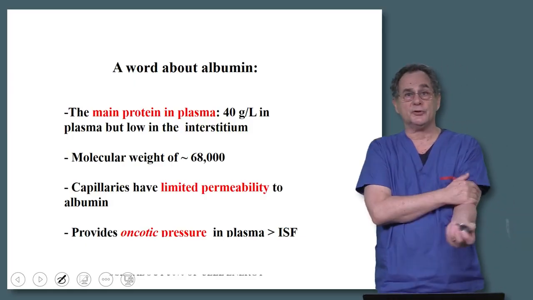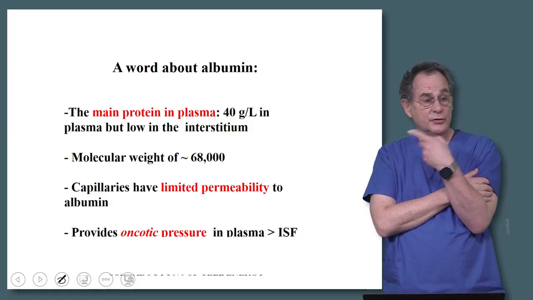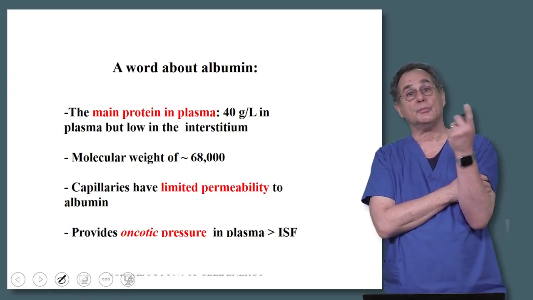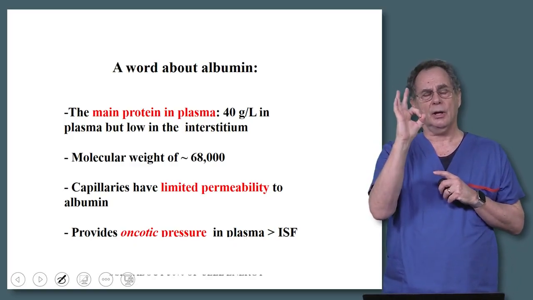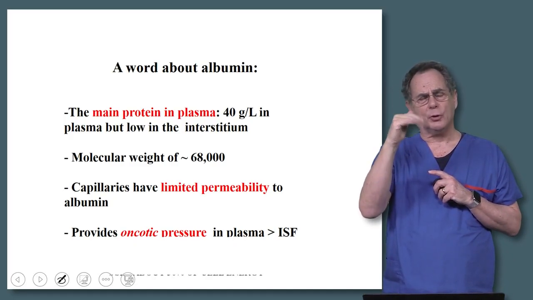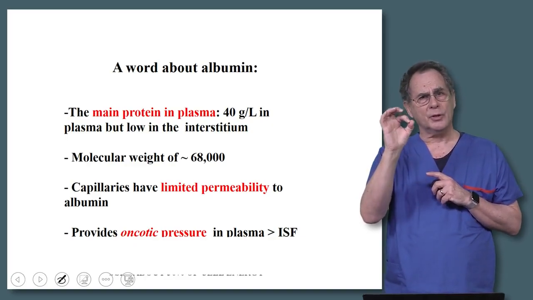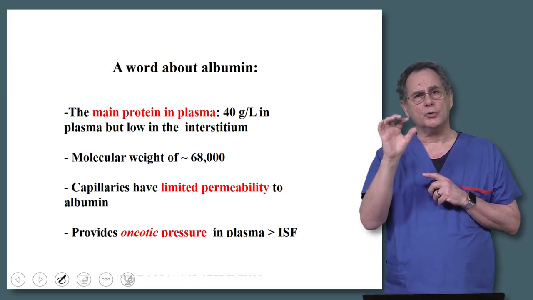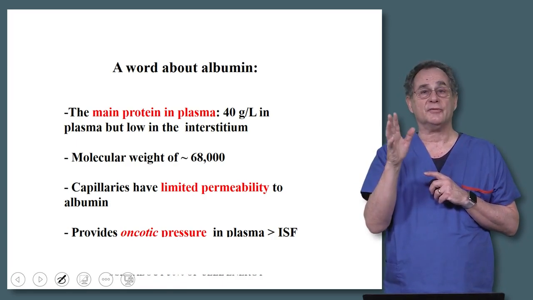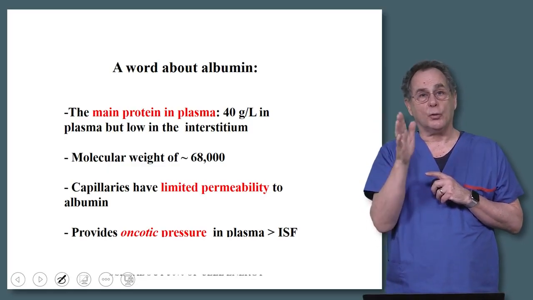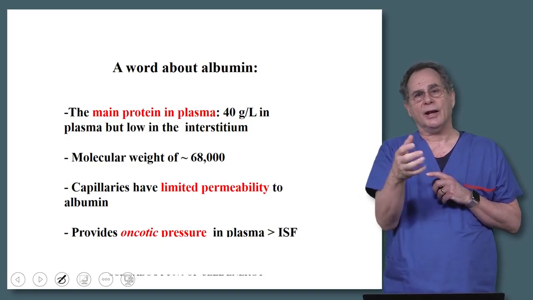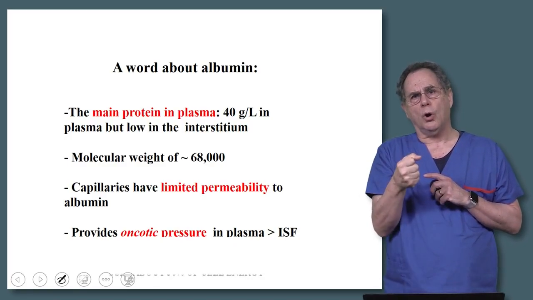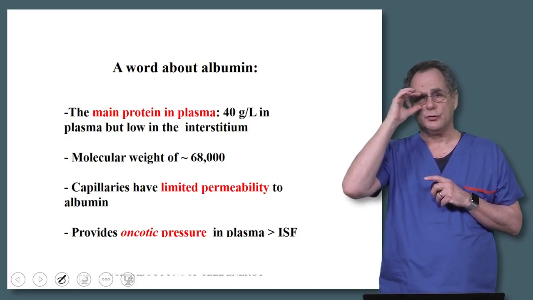So a word about albumin, it's the main protein in plasma. Each of us has a concentration of about 40 grams per liter. It's much lower in the interstitium, so it's a big protein. And although those capillaries are very permeable to water, they're not very permeable in their healthy state to a large protein like albumin, which has a molecular weight of 68,000 daltons. So capillaries have a very limited permeability to albumin, and they tend to provide an oncotic pressure that holds water in the plasma relative to the interstitial volume.